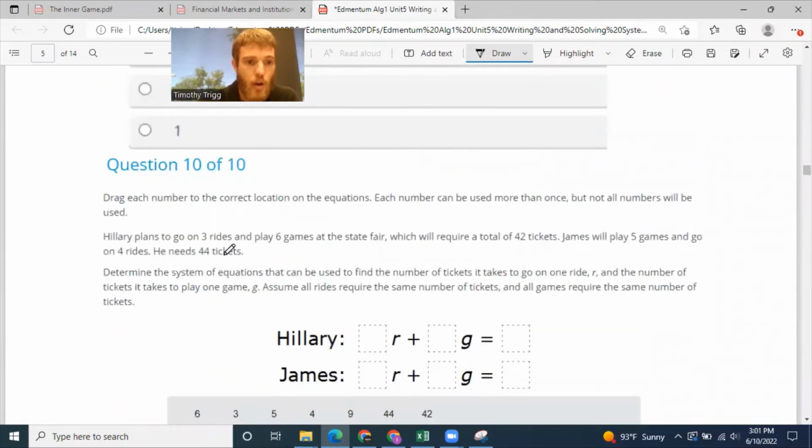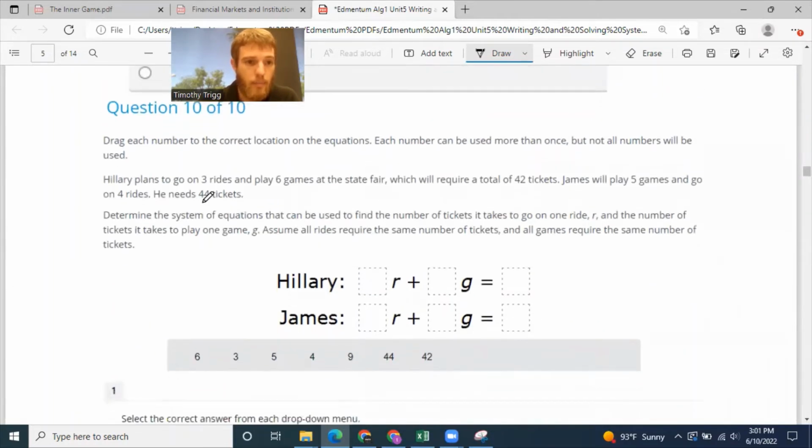Alrighty. Drag each number to the correct location. Hillary plans to go on 3 rides and play 6 games. Rides are going to be R. Games are going to be G. 3 rides and 6 games at the state fair, which will result in 42 tickets. So let's write the first equation here for Hillary. 3 rides, so 3R. 6 games and 42 tickets.